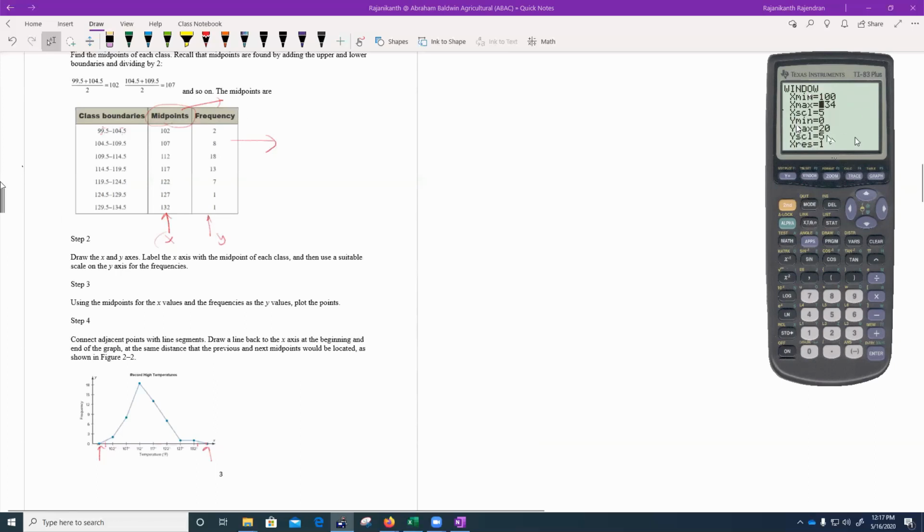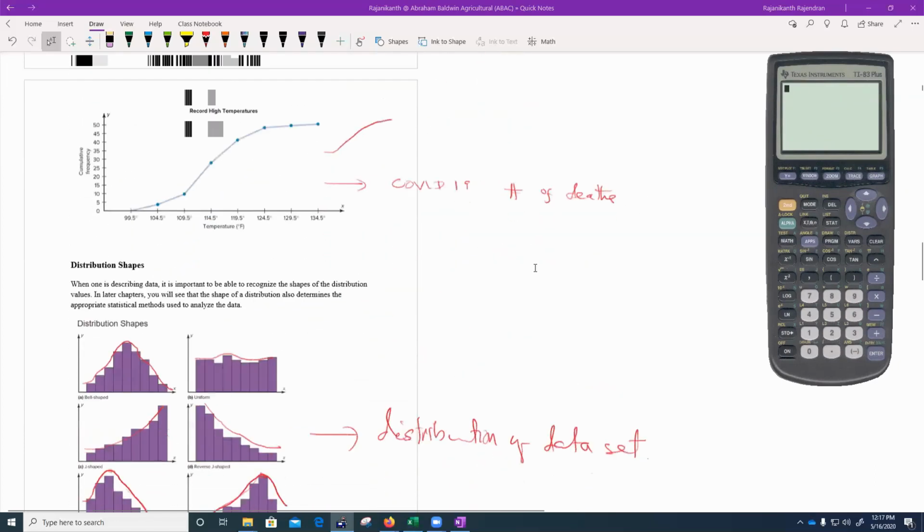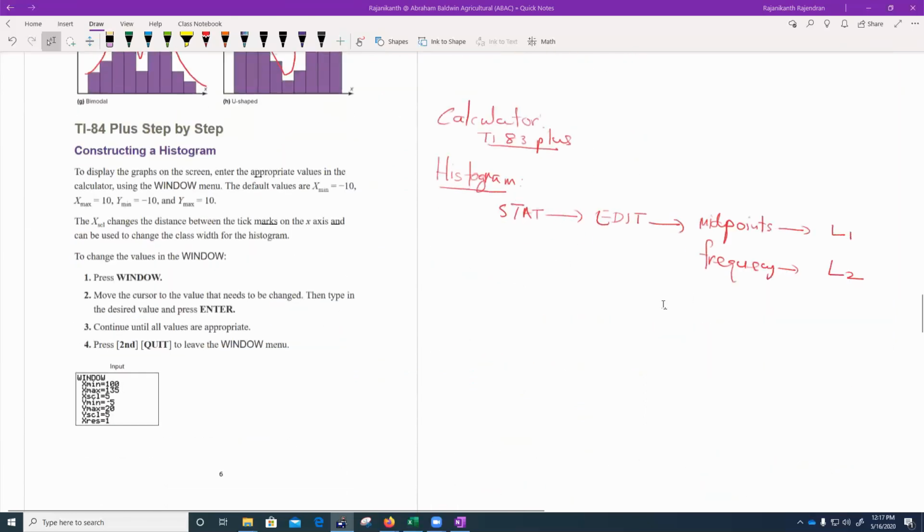Okay, now I need to come out of this screen, so you need to press second with quit. So now I'm out. Now I need to set up my plot. Let me write down here again. So after entering all the data values, now again set the window. This one I just explained.